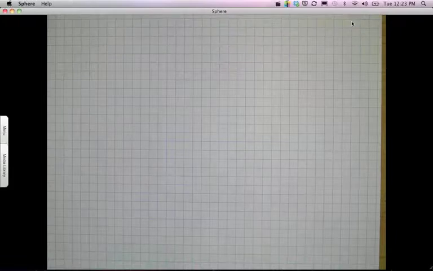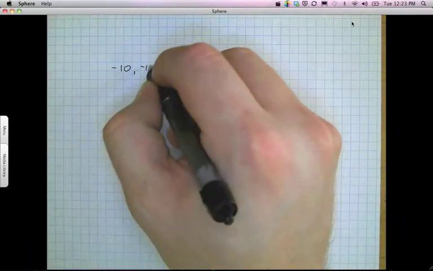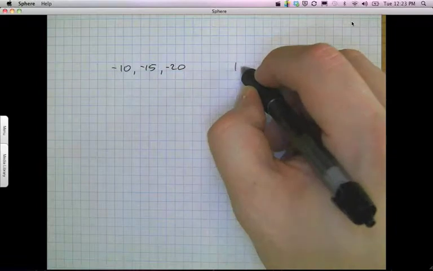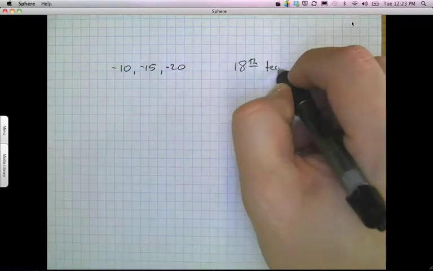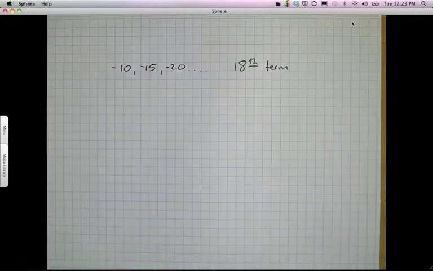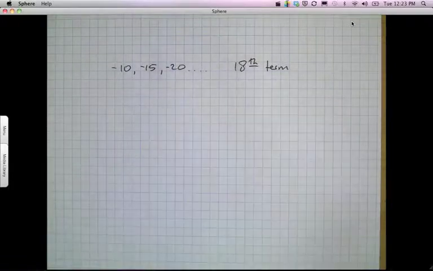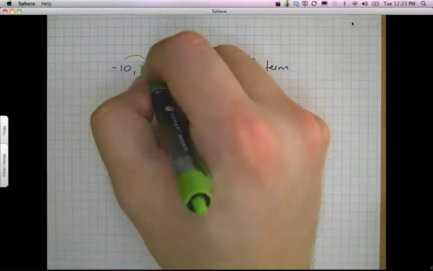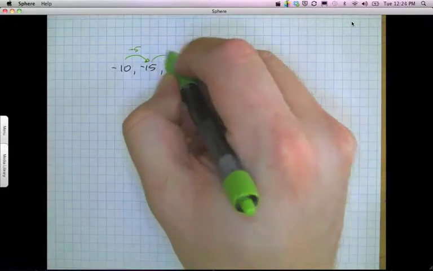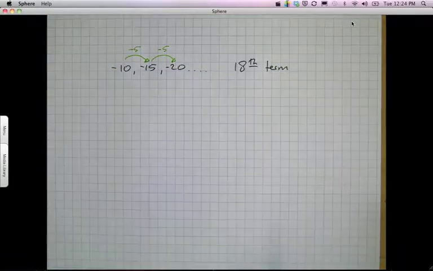If you're given a problem with a series of numbers, say -10, -15, -20, and you're asked to find, say, the 18th term, there's a couple different ways you can do this. You could start looking at the pattern and recognize that it's losing 5 every single time. And because it's adding and subtracting by a constant amount, we'll call that an arithmetic sequence.